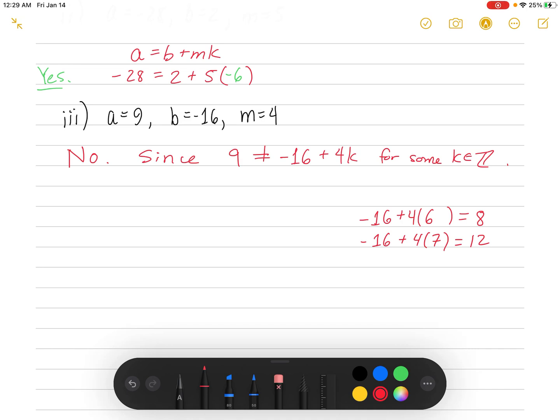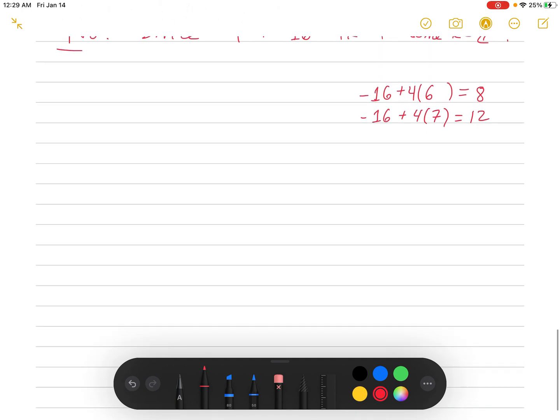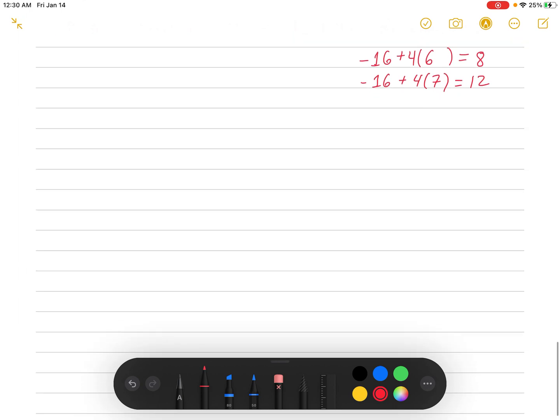So yeah, you're never going to get to 9. Okay, so the answer is no. 9 is not congruent to -16 mod 4. Okay, let's do a little bit more here.